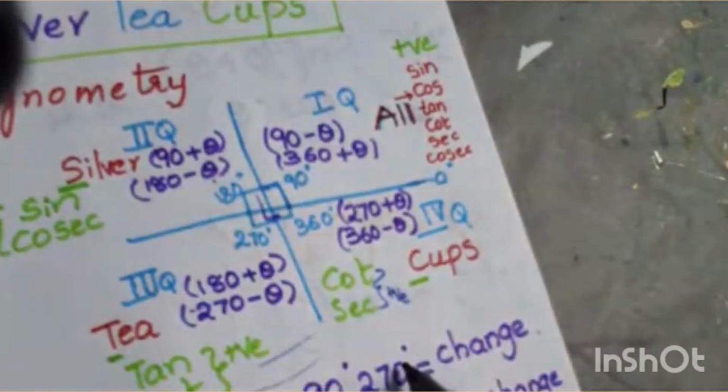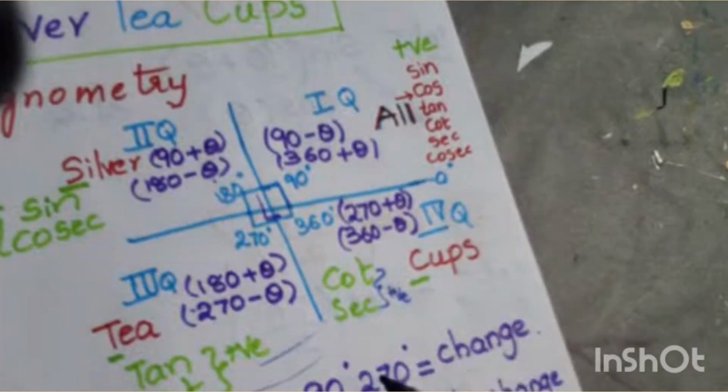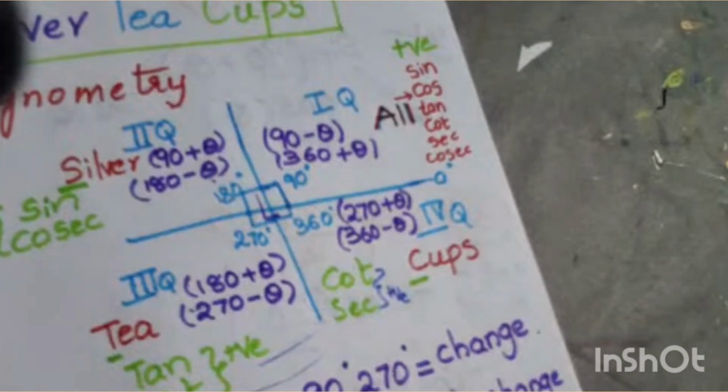When we get 90 and 270, there is a change in the angle. If you get sine, we get cos, like that, the opposite function. In 180 and 360, we get no change in angles.